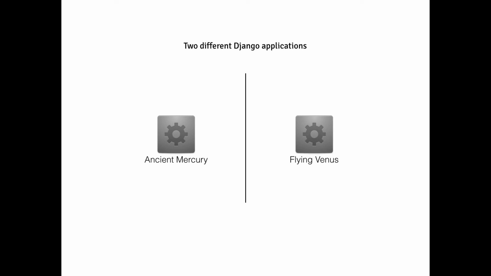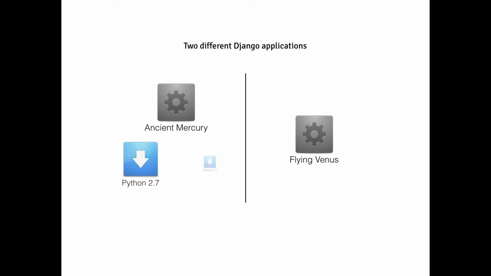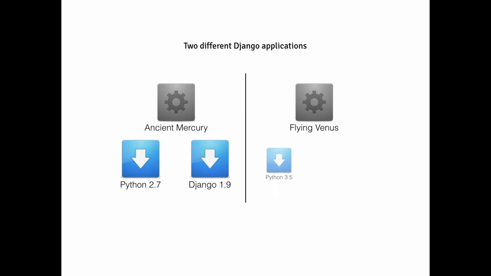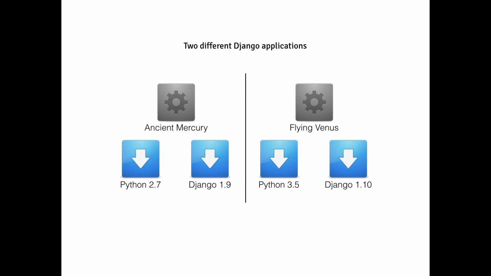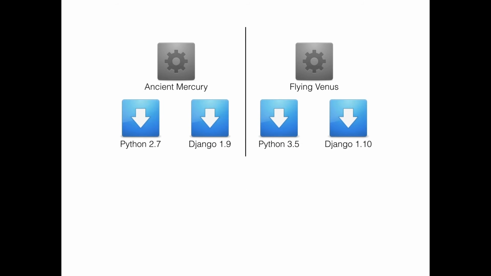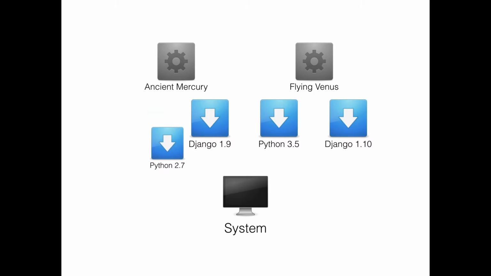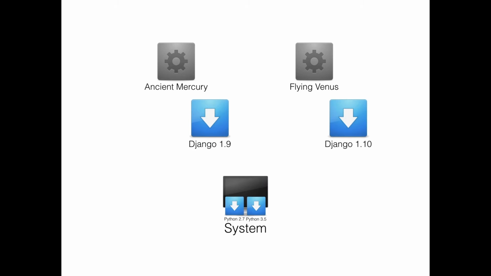Let's consider two different Django applications with different requirements. We'll call them Ancient Mercury and Flying Venus. Ancient Mercury requires Python 2.7 and Django version 1.9, whereas Flying Venus requires Python 3.5 and Django version 1.10. When you try installing these packages into the system globally, that is when the problem pops up. Though Python 2.7 and 3.5 are readily available in the system, remember they have different names, python and python3.